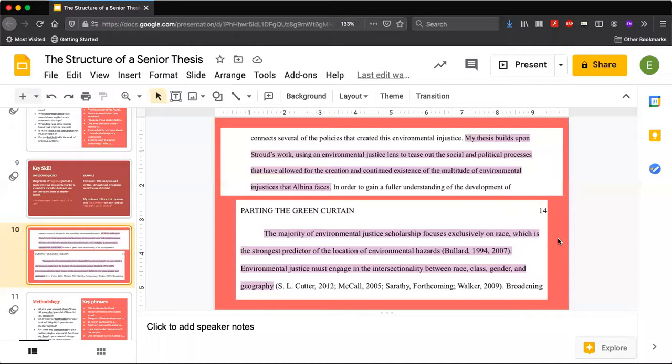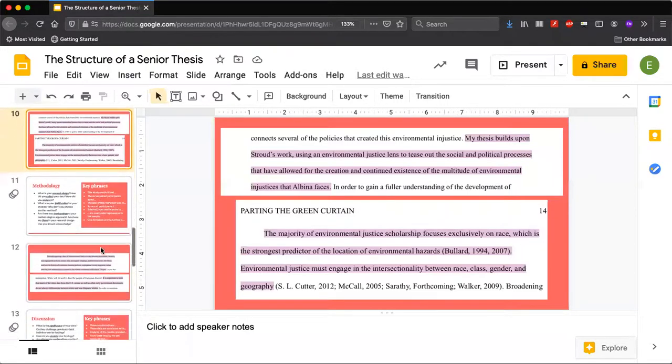Okay, so another quote that I wanted to pull out: the majority of environmental justice scholarship focuses exclusively on race, which is the strongest predictor of environmental hazards. Environmental justice must engage in the intersectionality between race, class, gender, and geography. The first sentence is a bit critical of a lot of scholarship, saying it's too narrow. It only focuses on one factor, only on race. But research must, and the implication is, this research will be broader and look at how race is connected to all of these other factors.